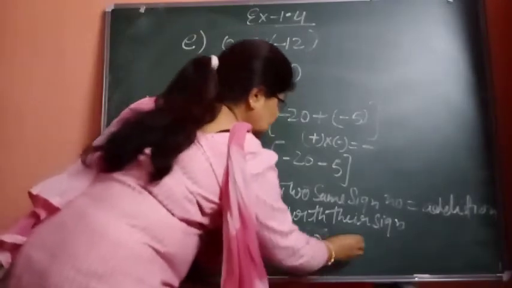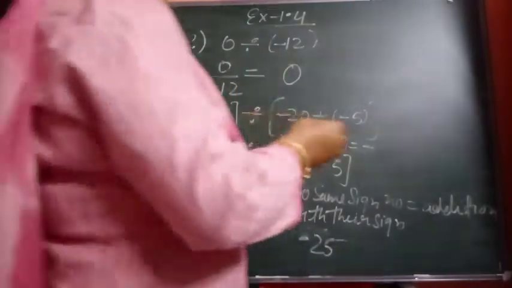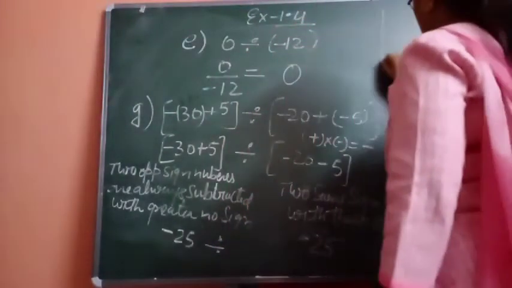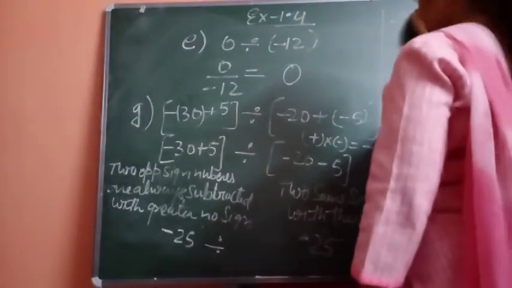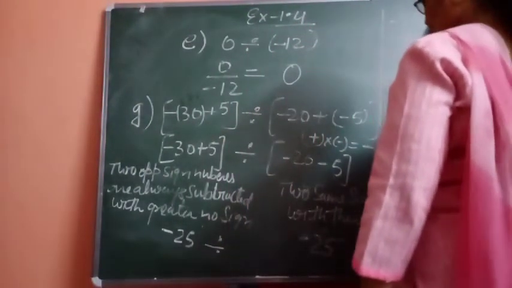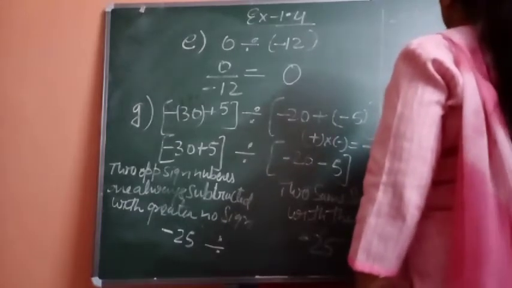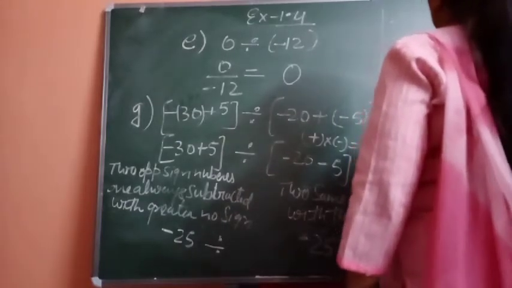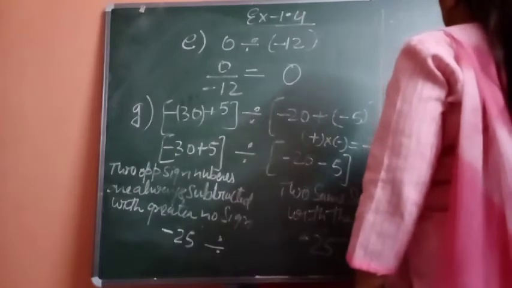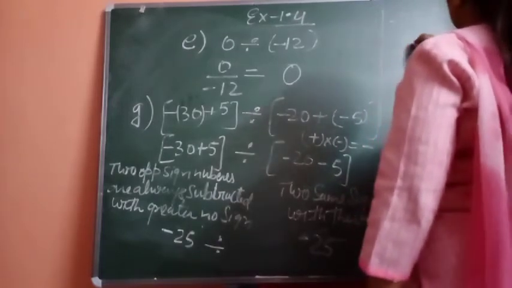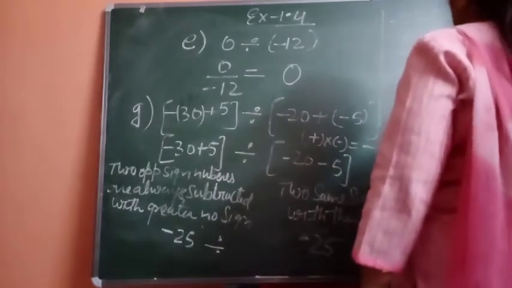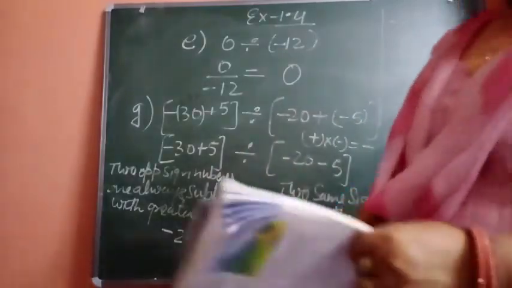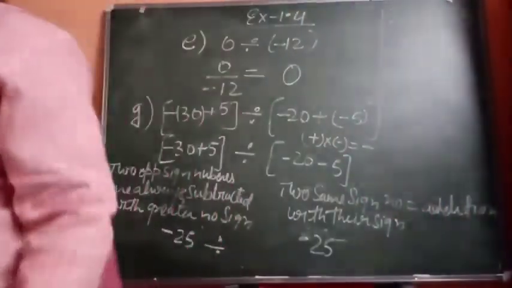Now come to the final answer. So what did you get? Minus 25 divided by minus 25. It means minus 25 upon minus 25. Minus and minus will become plus. 25 1s are 25. So what will be your answer? 1. So in this way you can complete the rest of the parts of this question.